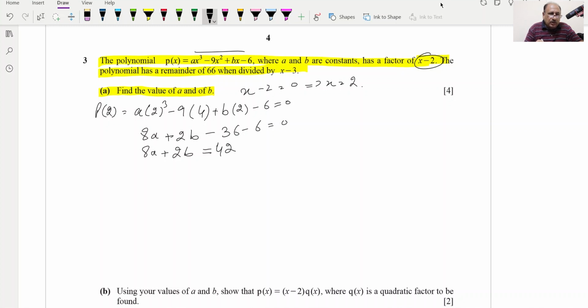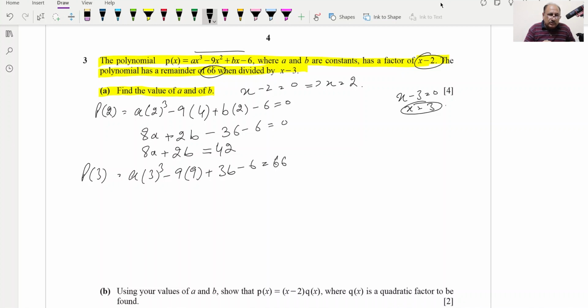This will be our one equation. And if we take x minus 3 equal to 0, we will get x equal to 3, and this also we can find, p of 3. p of 3 will be equal to a into 3 cubed minus 9 into 3 square, which will be 9, plus this will be 3b and minus 6, and this is equal to, basically they are saying it is equal to 66 because the remainder is 66.